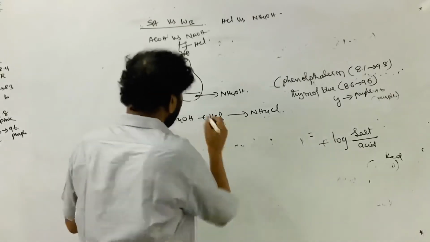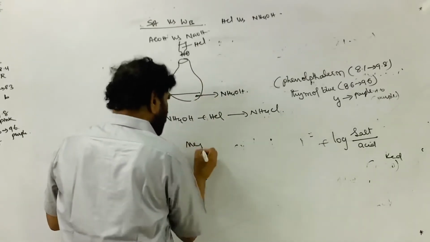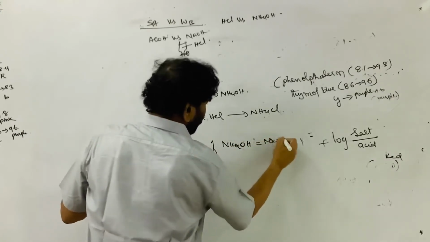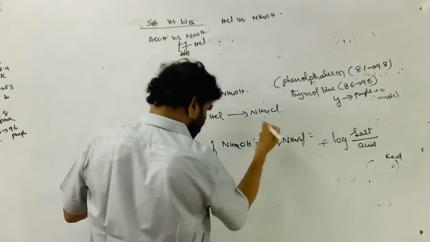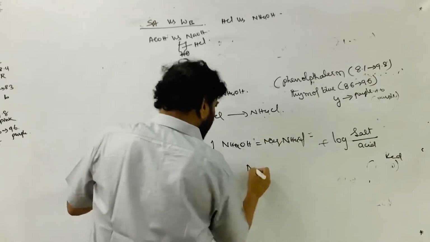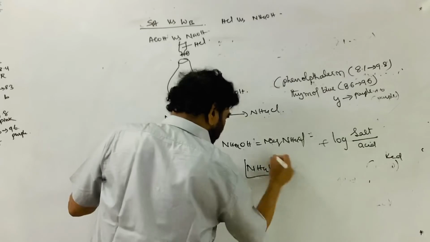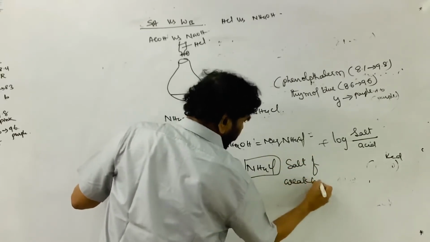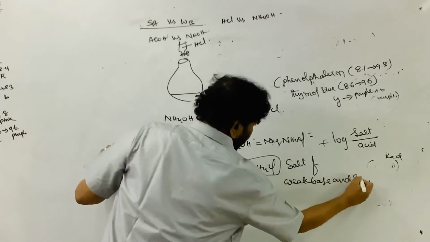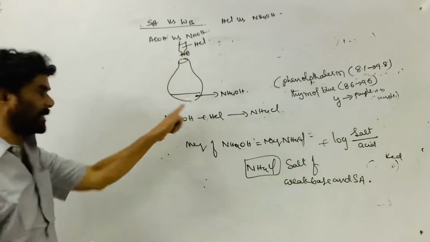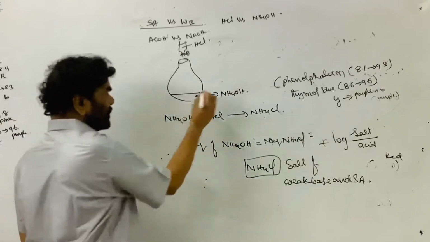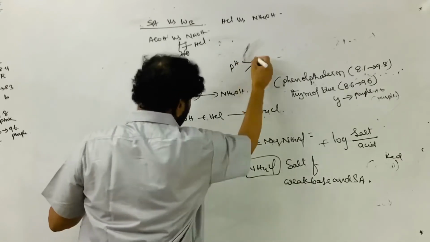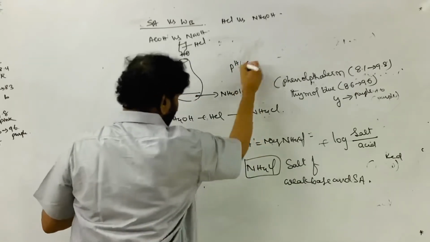But at the end point, what happens? The milli equivalents of ammonium hydroxide are equal to the milli equivalents of ammonium chloride, or slightly more. Then it contains the ammonium chloride salt, which is a salt of a weak base and strong acid. So it will have acidic nature. So at the equivalence point, pH is less than 7.